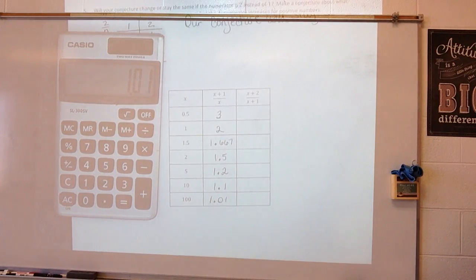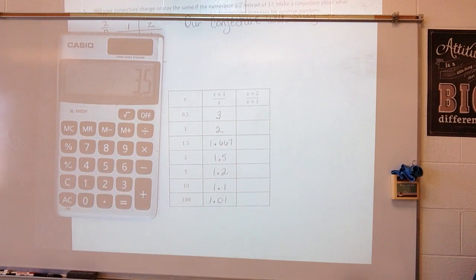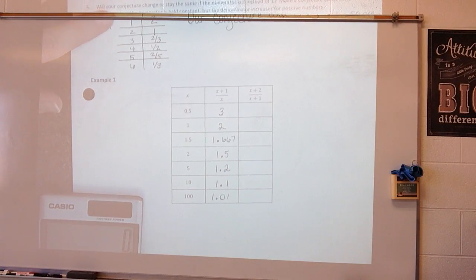All right, let's do our x plus 2 over x plus 1. So I have 0.5 plus 2 divided by 1.5. That didn't give me the right answer.